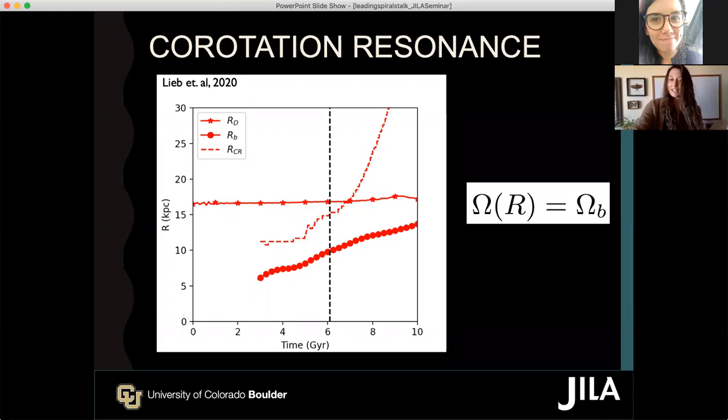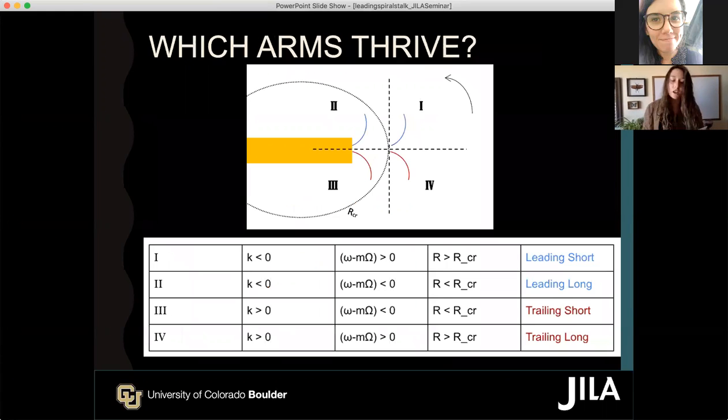So which arms actually get to thrive? This cartoon is supposed to indicate quadrants in which arms will either be amplified or absorbed. So like quadrant 1 here, quadrant 2, 3, 4. So inside the corotation, according to the WKB approximation, when the wave number of the spiral arm is positive, you will always have trailing arms. And when the wave number of the wave is negative, you will always have leading arms.